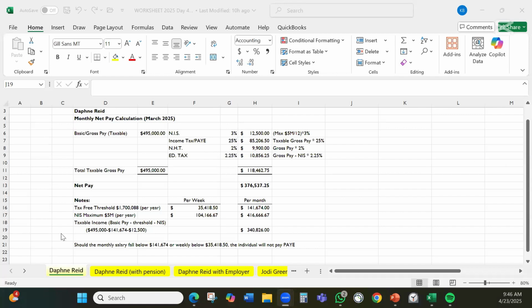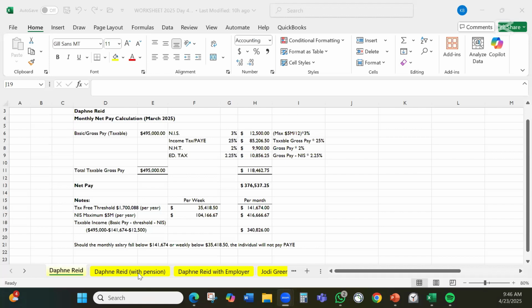All right, so that was our net pay calculation, just with the basics: NIS, income tax, NHT, and education tax. So let us look at it.